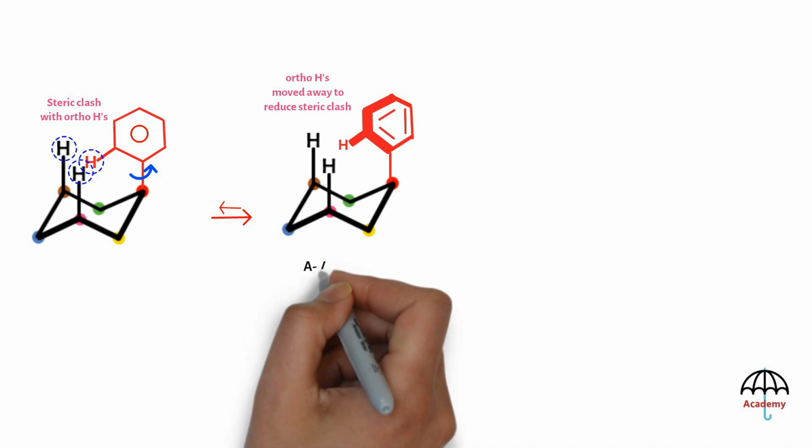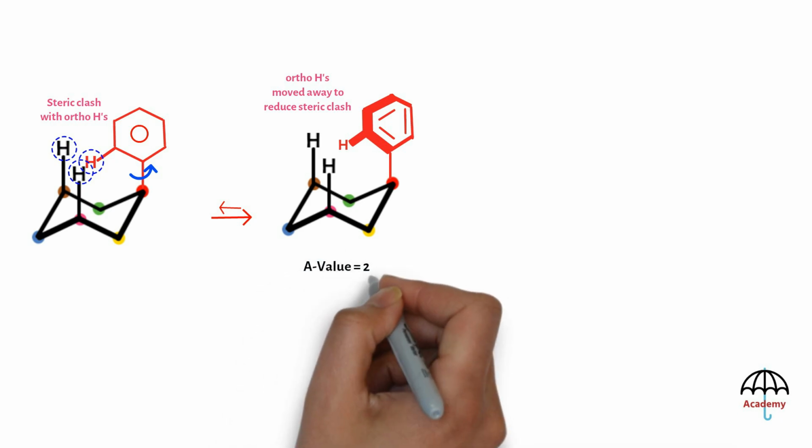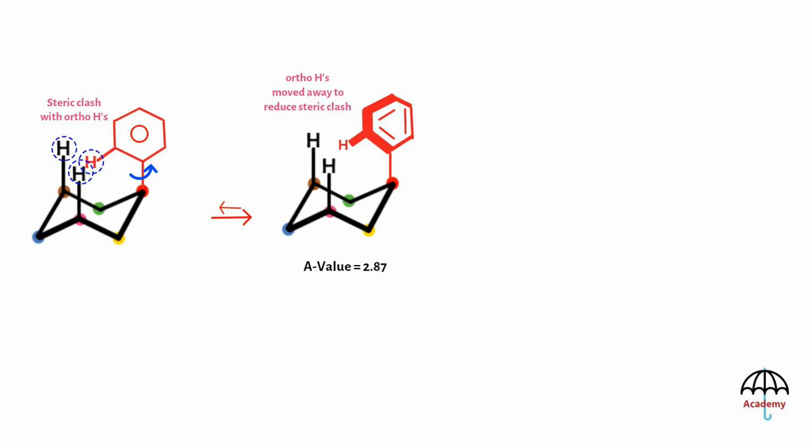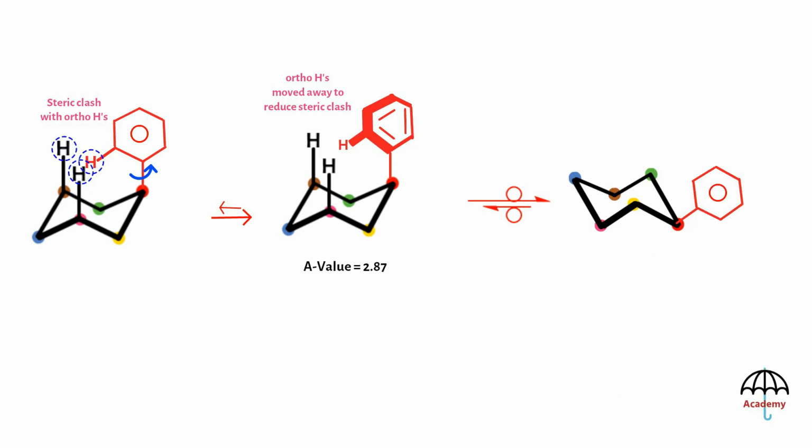Thus, phenyl being a larger molecule has an A value of only 2.87 kilocalories per mole. Upon ring flipping, the equatorial phenyl is most stable in the bisector plane of the cyclohexane chair, where the unfavorable ortho H and equatorial H interaction is avoided.